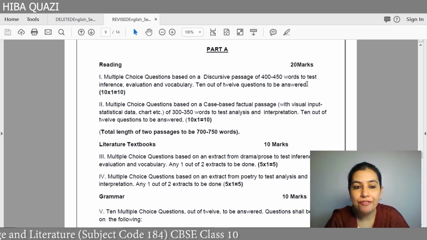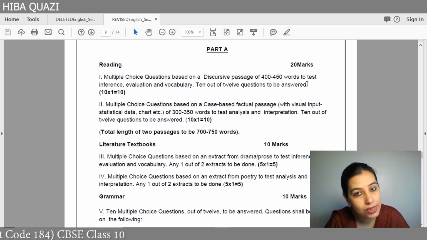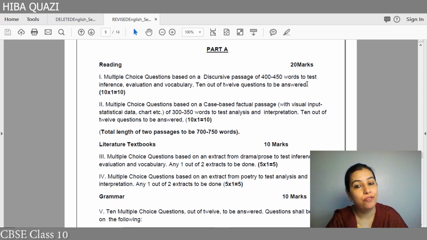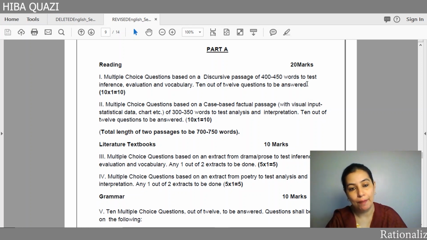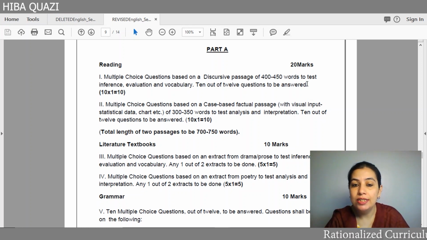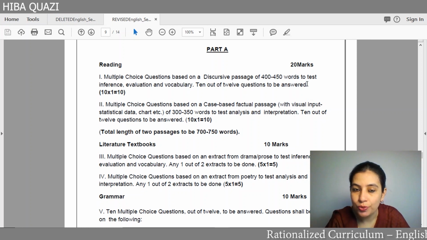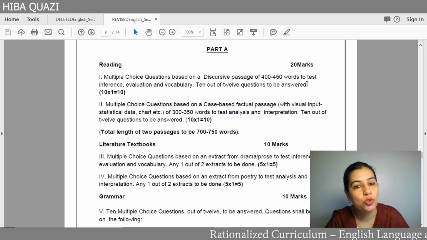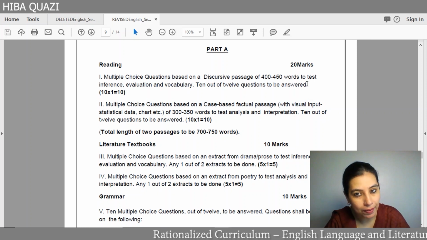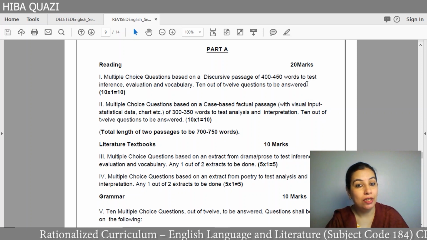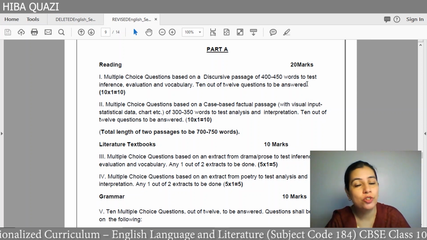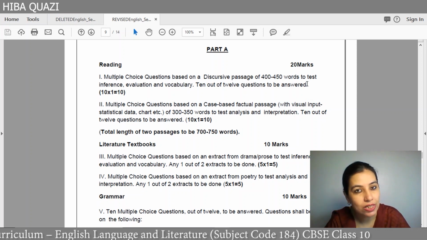And it will have only, mind you, only MCQs based on the discursive passage of 400 to 450 words to test your inference, your conclusion skills, your evaluation skills, and your vocabulary. So it will be 10 out of 12 MCQs. You need to solve any 10 out of the 12 MCQs given in the paper, carrying 1 mark each. So it is going to be either right or wrong. You need to be very, very careful when you solve these kind of questions.